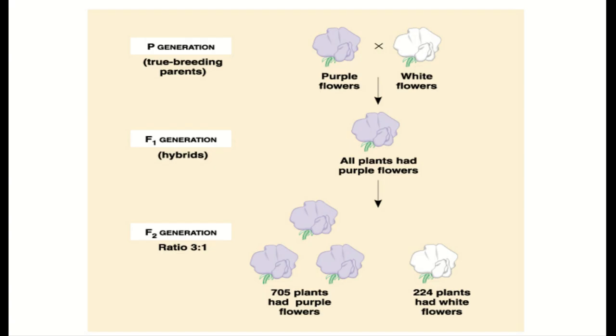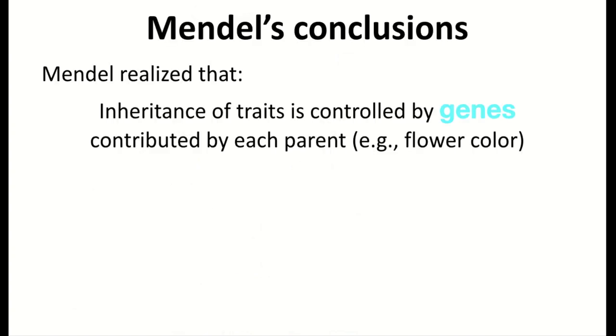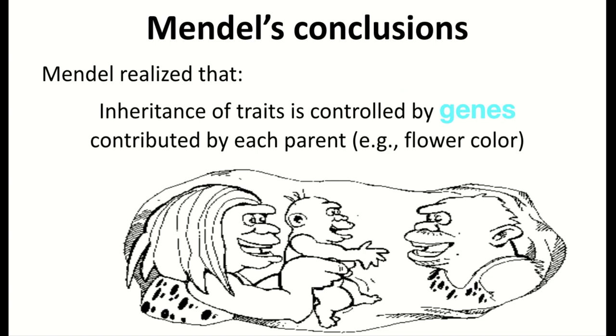So here's just looking at examples. I have my purple and white flowers, F1 generation, all purple, F2 generation, that 3-to-1. Pea color, sorry, yellow and green, found in the F1 generation, all yellow, F2, that 3-to-1 again. So Mendel's conclusion, he realized that the inheritance of traits is controlled by genes contributed from each parent.